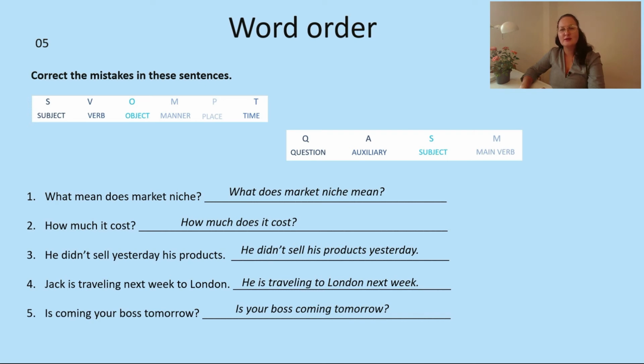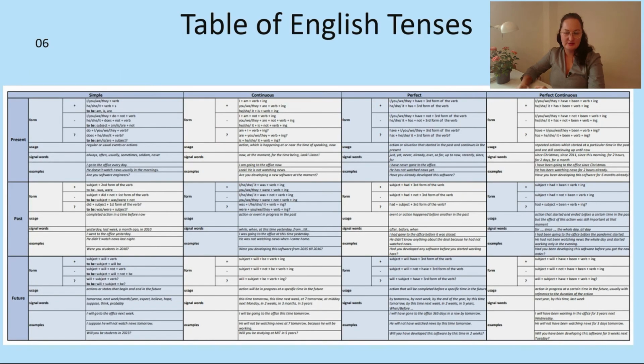So let's go ahead and talk about the table of English tenses. This is something I already showed you in our previous videos, but let's talk a little bit more about it. So this table of English tenses is something I built up myself, trying to put all the necessary information per each tense with the examples, with usage, and also signal words.